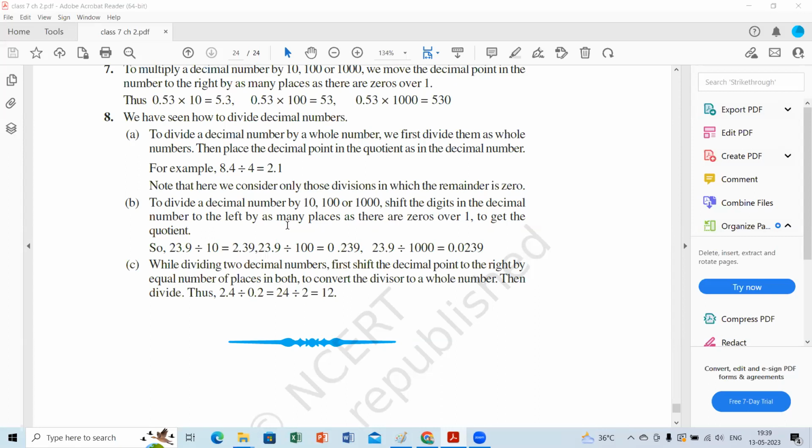While dividing two decimal numbers, first shift the decimal points to the right by an equal number of places in both, to convert the divisor to a whole number, then divide. Thus 2.4 divided by 0.2 is equal to 24 divided by 2, which is equal to 12. Excellent. That's all, children. These are the basic 8 points we did.